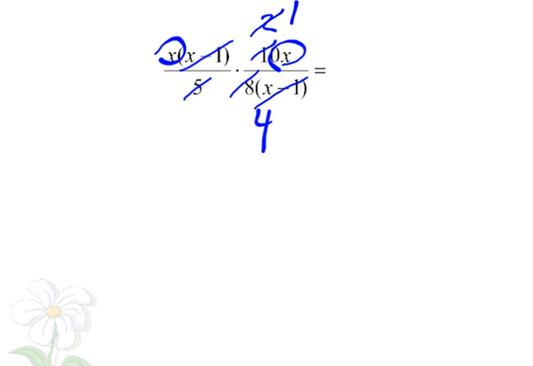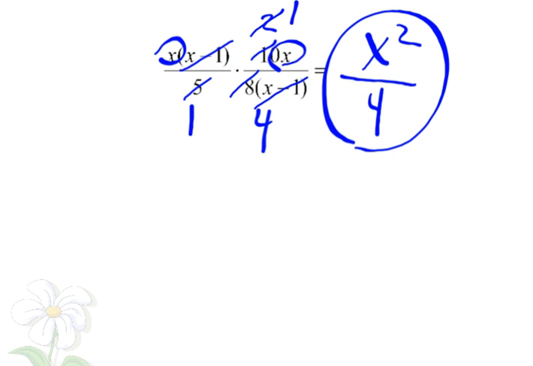So we're going to go ahead and multiply. We have x times 1 times x on the top, which is x squared. And then this was a 1. 1 times 4 on the bottom is just 4. And that's going to be our final answer.